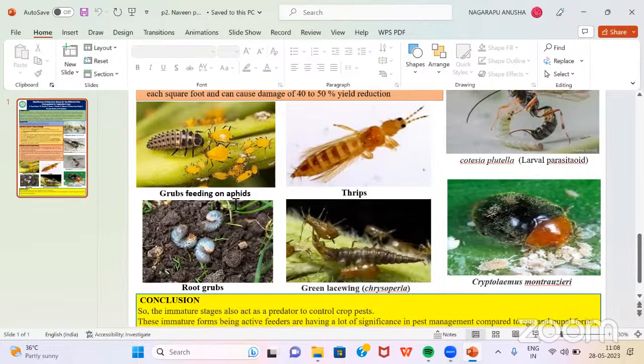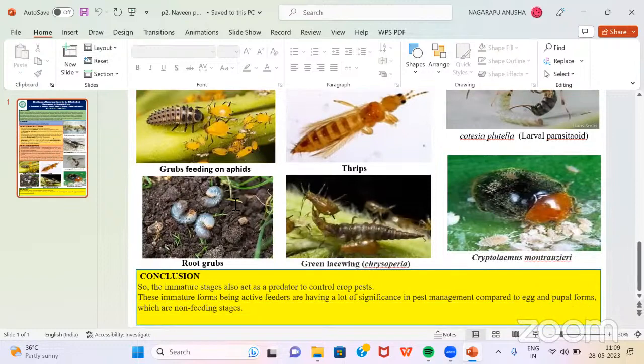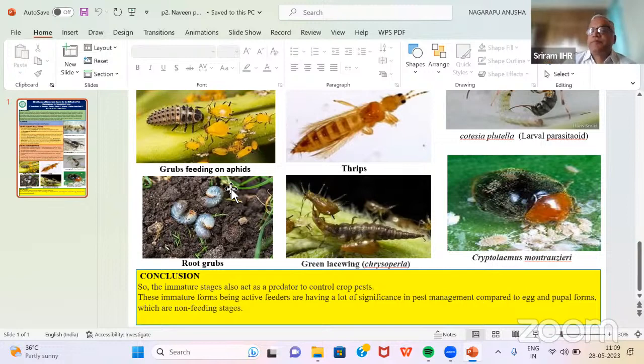In conclusion, these immature stages can also be used as predators to control crop pests in vegetables and other crops, and as predators they have a lot of significance in pest management. Other immature stages like eggs and pupae are not feeding stages, sir. Thank you, sir.